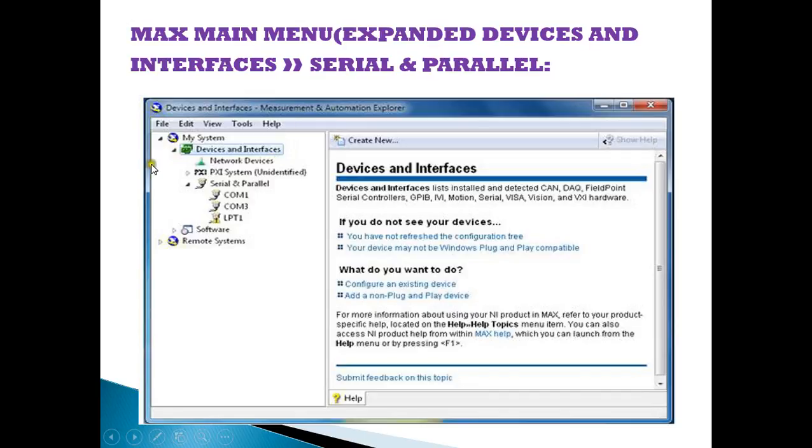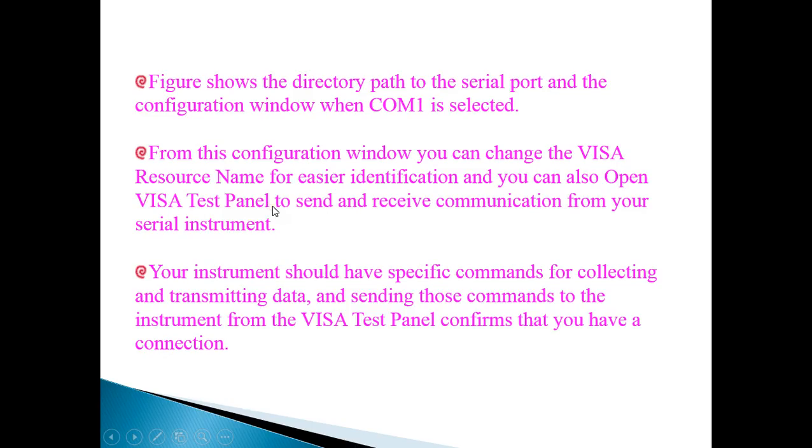Before, I said something about the example: this is called serial and parallel. In that, COM1 and COM3 are inputs and LPT is for output. This figure shows the directory path to the serial port and the configuration window when COM1 is selected. From this configuration window, you can change the VISA resource name for easier identification, and you can also open the VISA test panel to send and receive communication from your serial instrument.